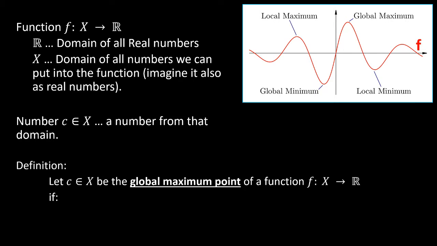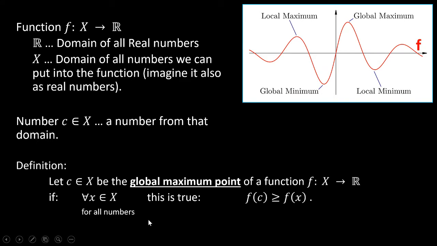Let c, which is the number from the domain, be the global maximum point of a function, this animal, which is basically a function, if, and now comes the definition, if for all numbers that we could throw in this function, this thing is true, so this one.